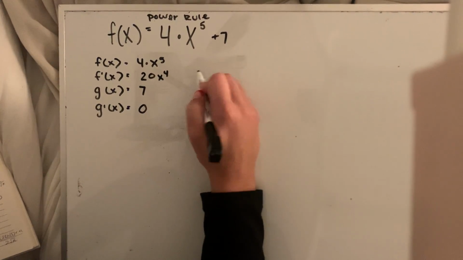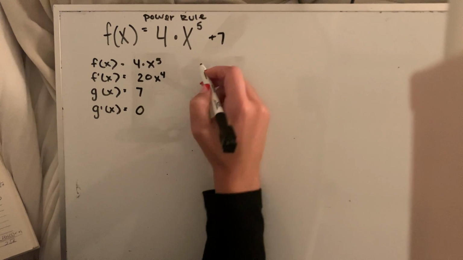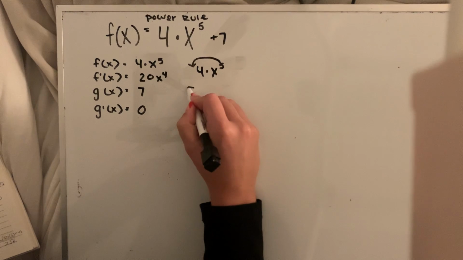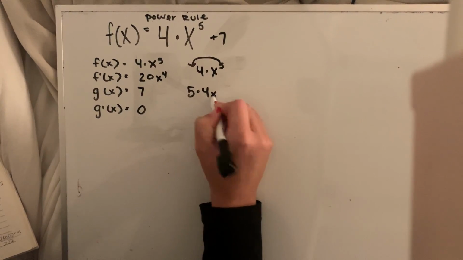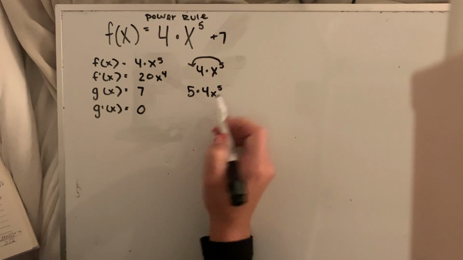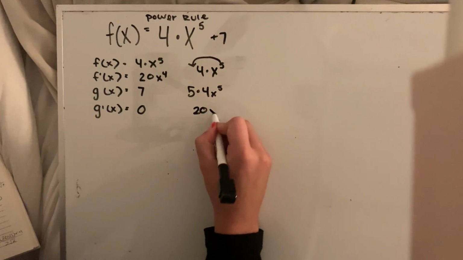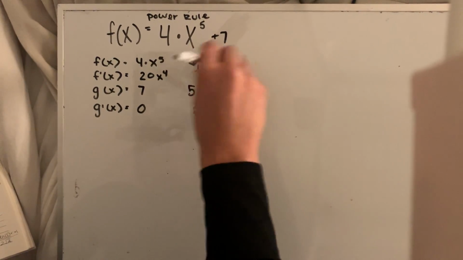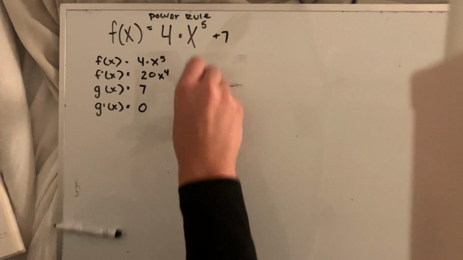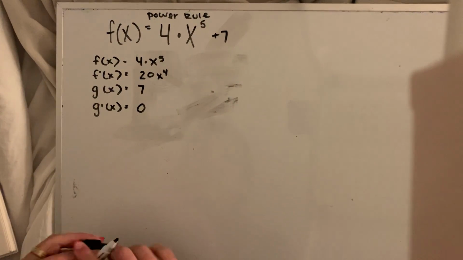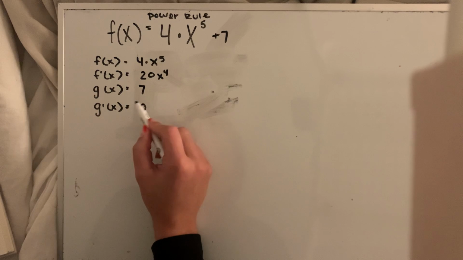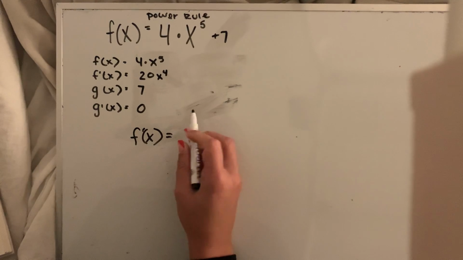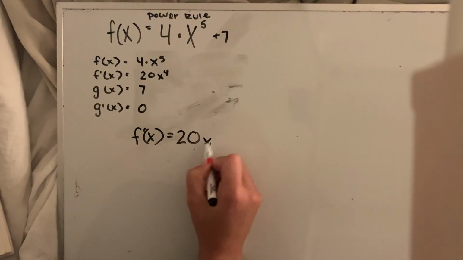I found that by taking the 4 times x to the 5th, bringing the 5 in front, so then it would be 5 times 4 times x to the 5th, and then this would be 20x, and then you always subtract a 1, so then it would be 4. Since the 7 is a 0, the derivative of this function is going to be just 20x to the 4th.